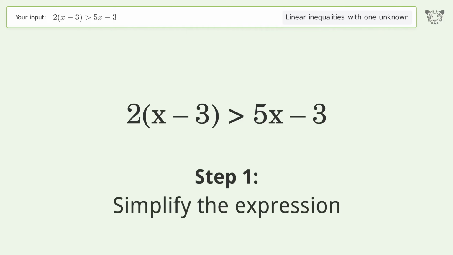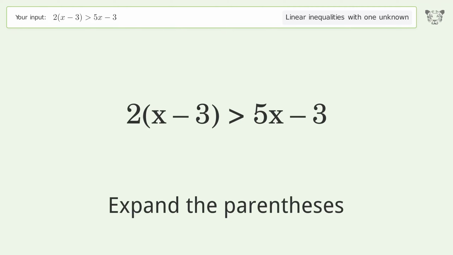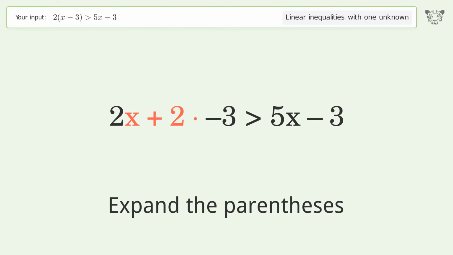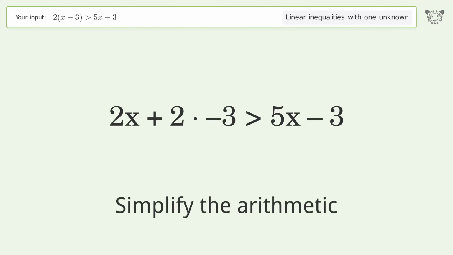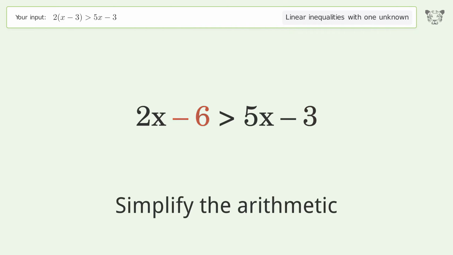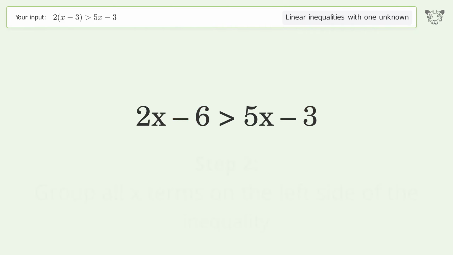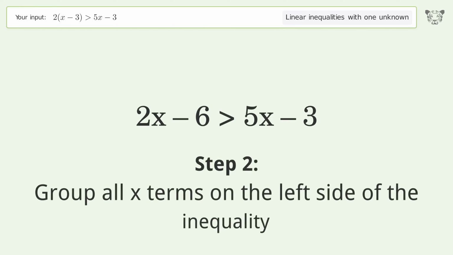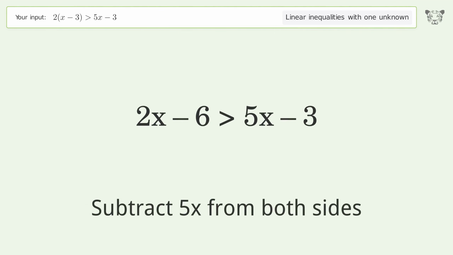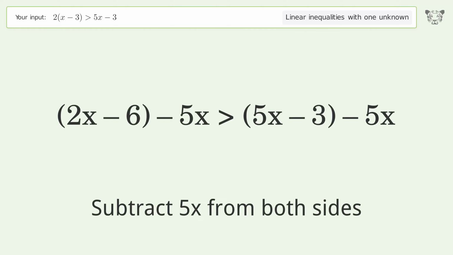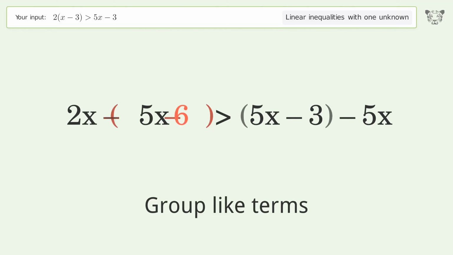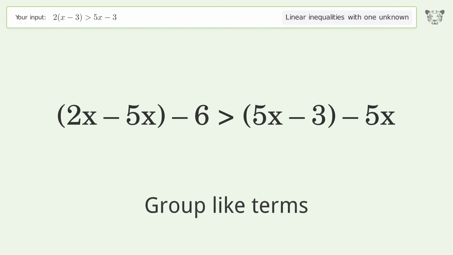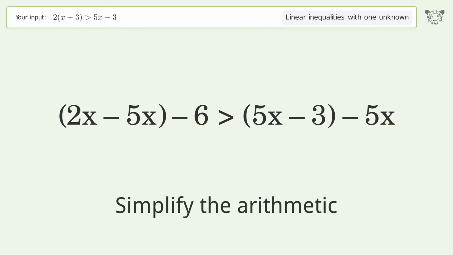Simplify the expression. Expand the parentheses. Simplify the arithmetic. Group all x terms on the left side of the inequality. Subtract 5x from both sides. Group like terms. Simplify the arithmetic.